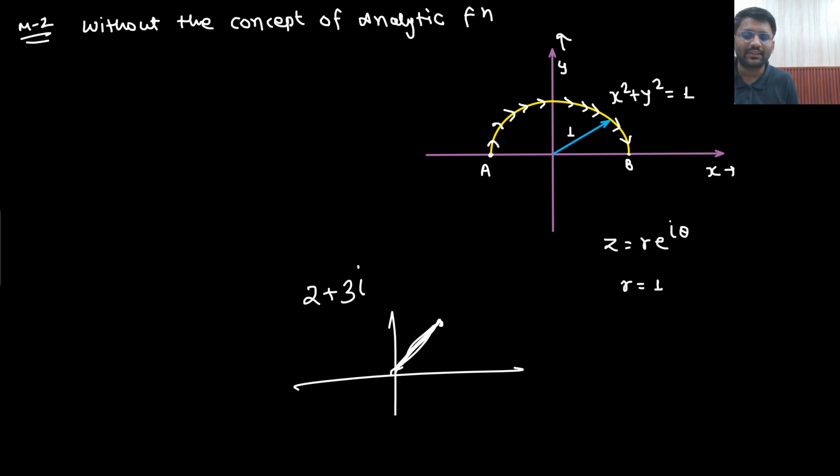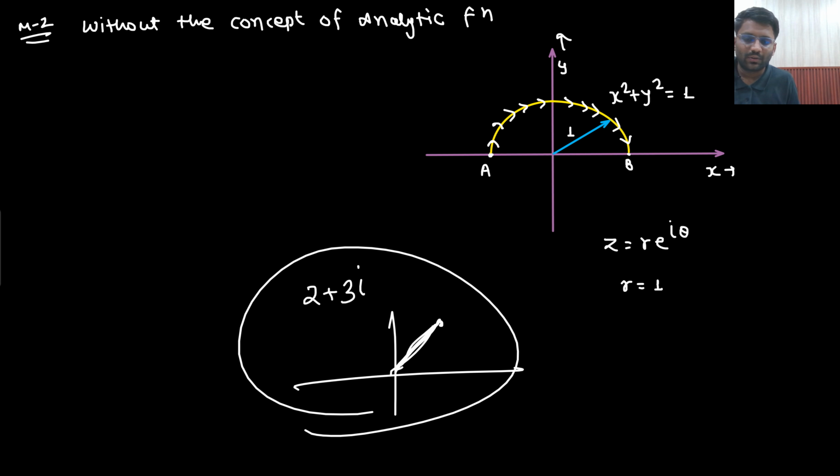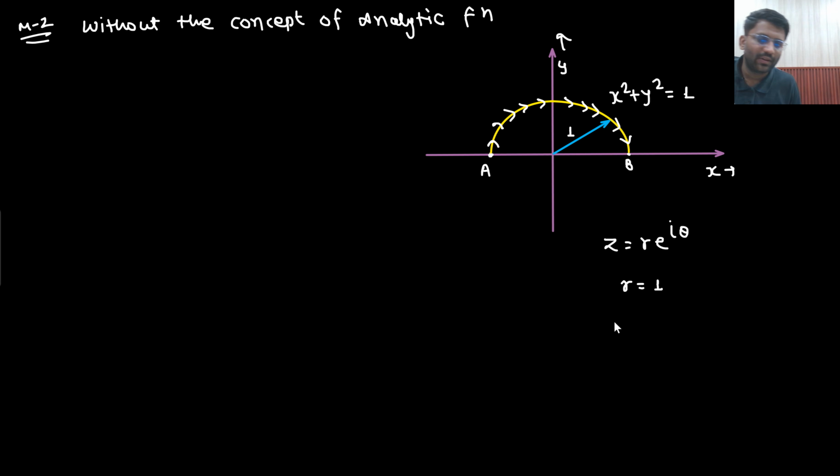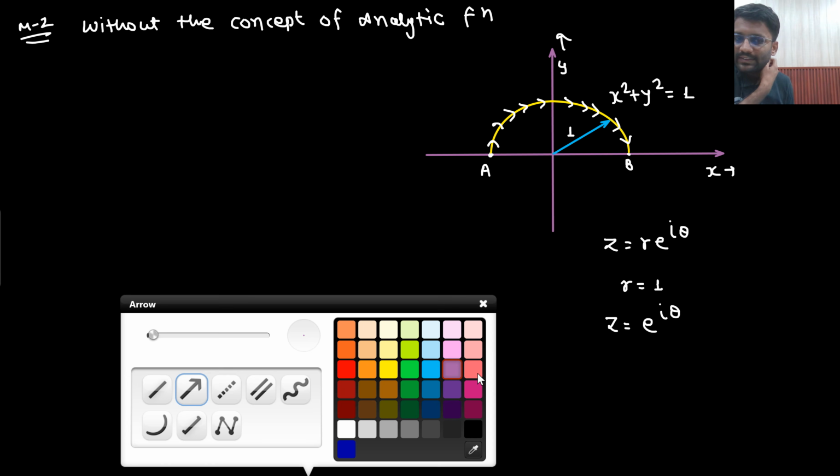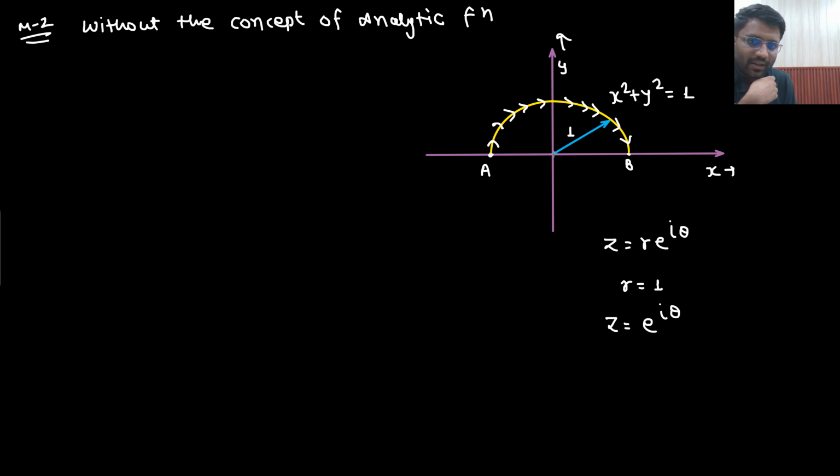On the curve where you are moving, what is the value of z? The value of z is actually e to the power iota theta. Is the value of theta changing? Absolutely. From where does theta start? Theta starts from here because you are moving from this point till this point. So what is the value of theta at point A? Sir, it is pi, 180 degrees. Then it will become 120 degrees, then 90 degrees, then 45 degrees.